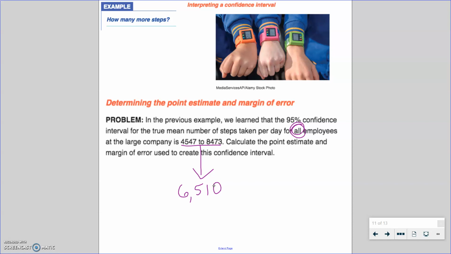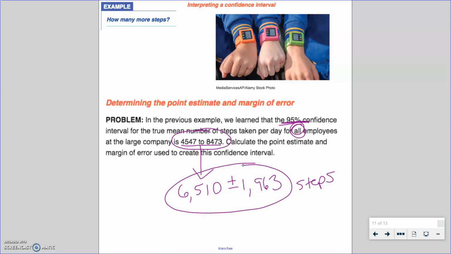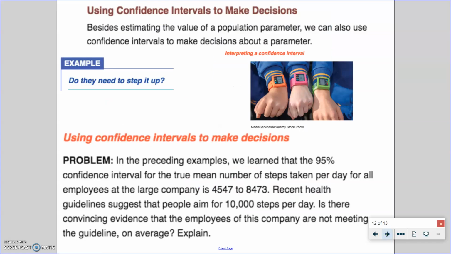So then I take the larger number of the interval, 8473, and subtract 6510, and I get 1,963. That's my margin of error. So plus or minus 1,963 steps. That is our 95% confidence interval. And like I said, you can write confidence intervals as between this number and this number, or as point estimate plus or minus margin of error. It all says the same thing.